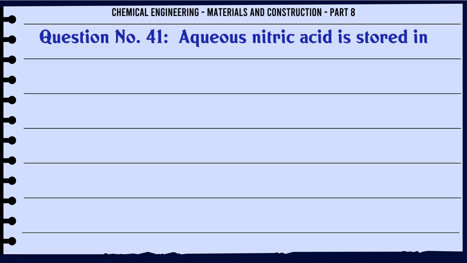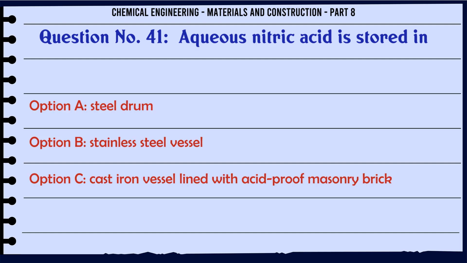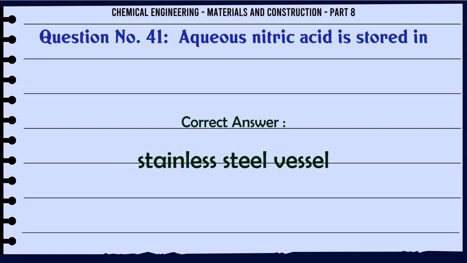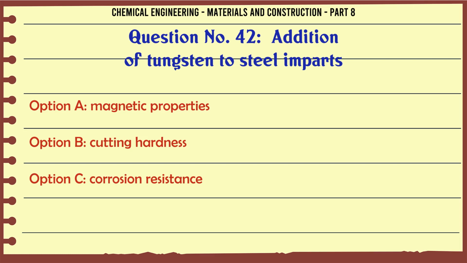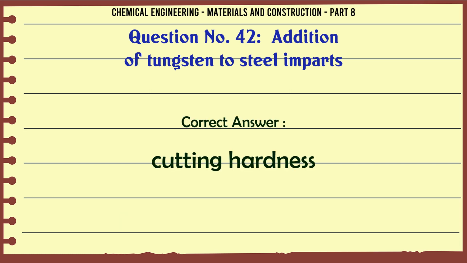Aqueous nitric acid is stored in A. Steel drum, B. Stainless steel vessel, C. Cast iron vessel lined with acid-proof masonry brick, D. Cast iron vessel. The correct answer is stainless steel vessel. Addition of tungsten to steel imparts A. Magnetic properties, B. Cutting hardness, C. Corrosion resistance, D. Ductility. The correct answer is cutting hardness.